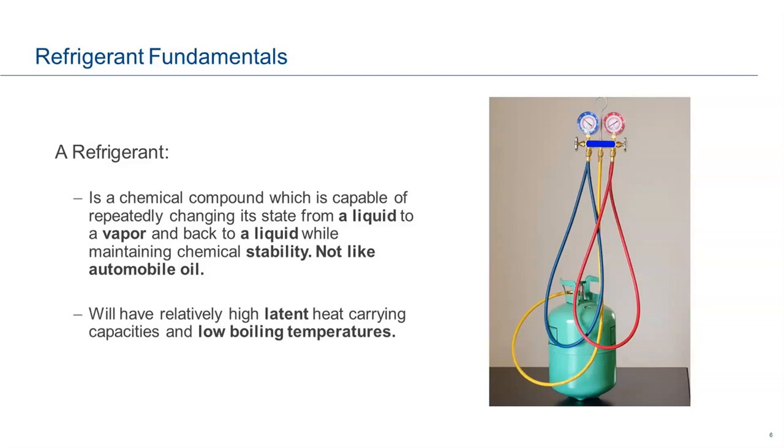And last but not least, we'll have relatively high latent heat. And latent heat simply means hidden heat, okay? And we're going to talk about where we would find latent heat. Latent heat is nothing more than hidden heat. And then it has to have a low boiling temperature, and that's why water necessarily isn't a good refrigerant. Now, we use water in chillers and boilers because it does transfer heat well. It's just not a good refrigerant, right?